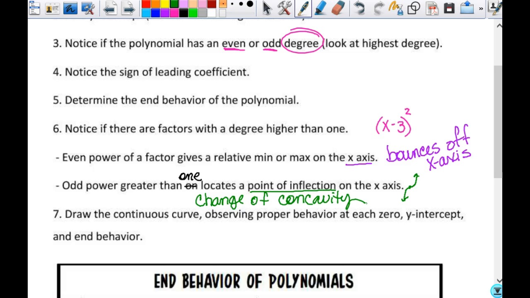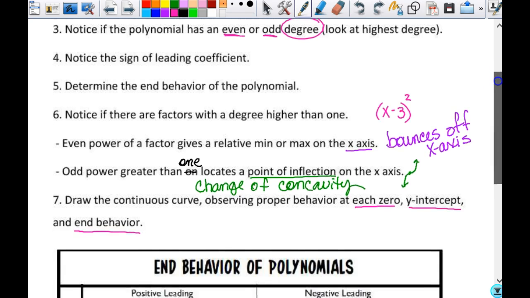All right, and then we draw the continuous curve, and here's what we need to observe. We observe proper behavior at each zero, y-intercept, and end behavior. We don't necessarily know what the actual max and mins are, and that's okay. Okay. So let's talk end behavior.